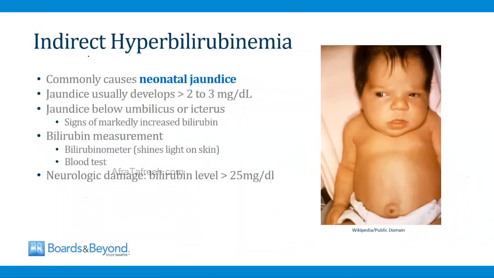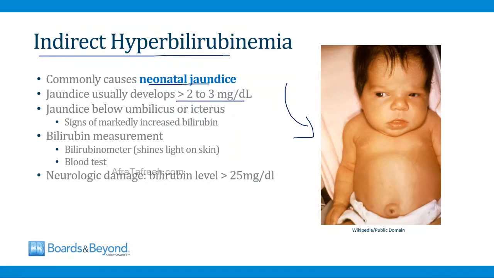So as I said, most newborn babies have some degree of unconjugated or indirect hyperbilirubinemia, and this commonly causes the baby to become jaundiced, which means they develop a yellow discoloration of the skin, like shown in this baby on the screen here. Jaundice usually develops anytime the bilirubin level climbs above about 2 to 3.